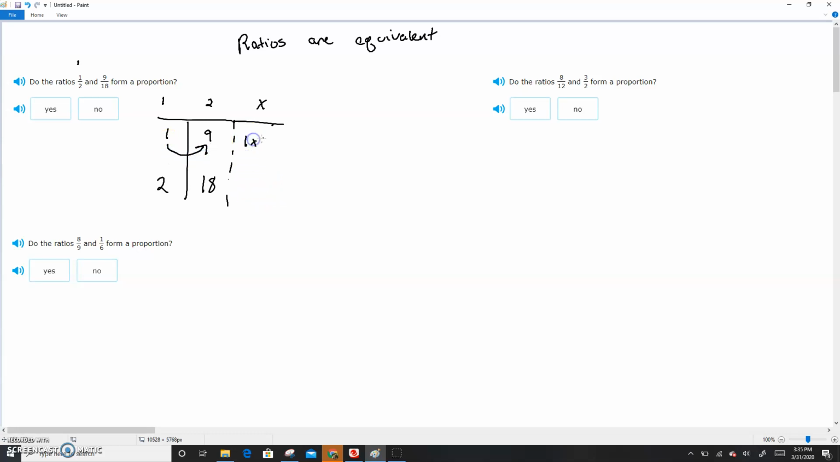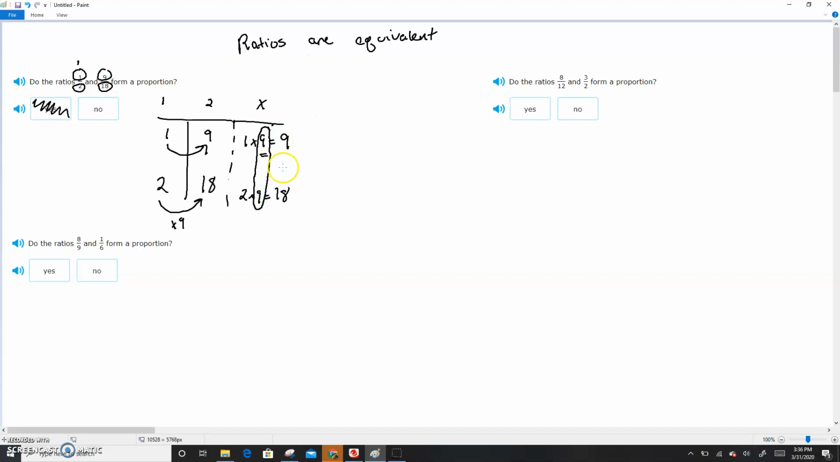What do I multiply 1 by to get 9? Well, we know that 1 times 9 equals 9. So I multiply 1 by 9. What do I multiply 2 by to get 18? Well, if I multiply 2 times 9, I get 18. This is a proportional relationship because the number that I multiply 1 by to get 9 is the same number that I multiply 2 by to get 18. In this case, that number is 9.